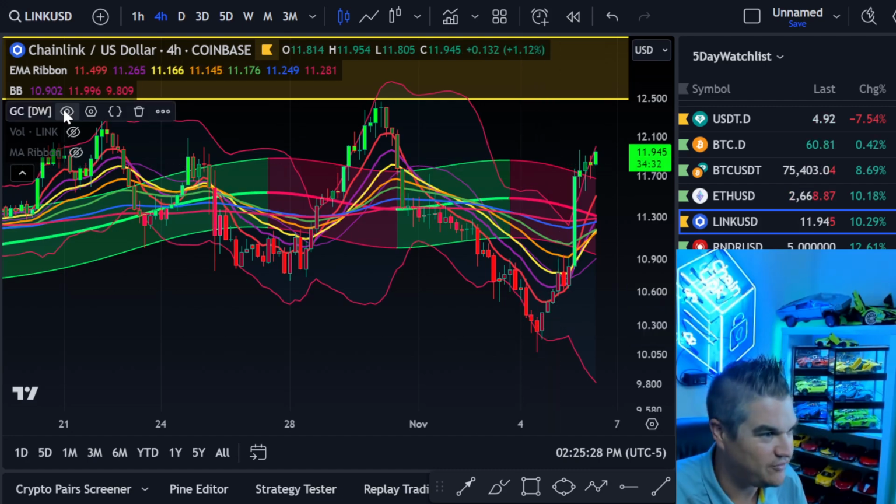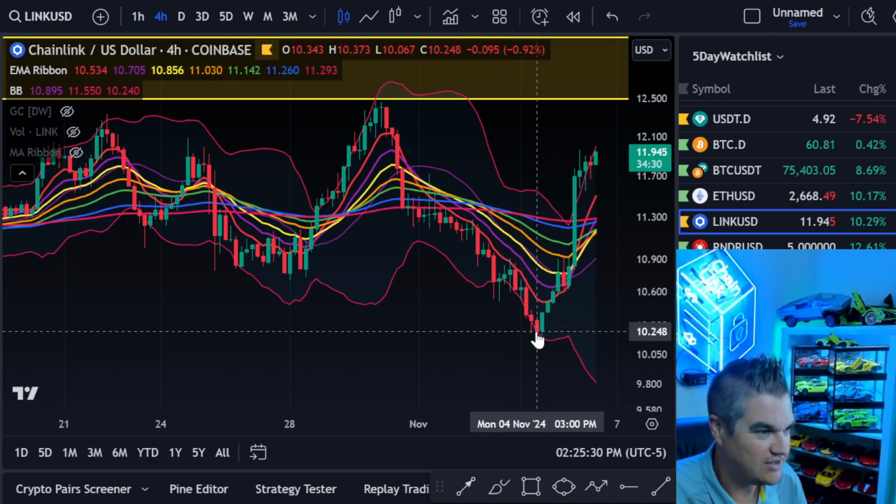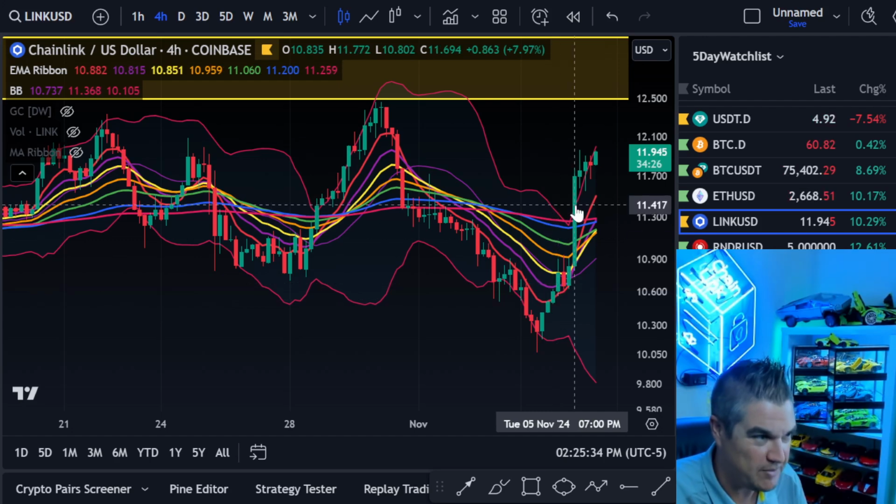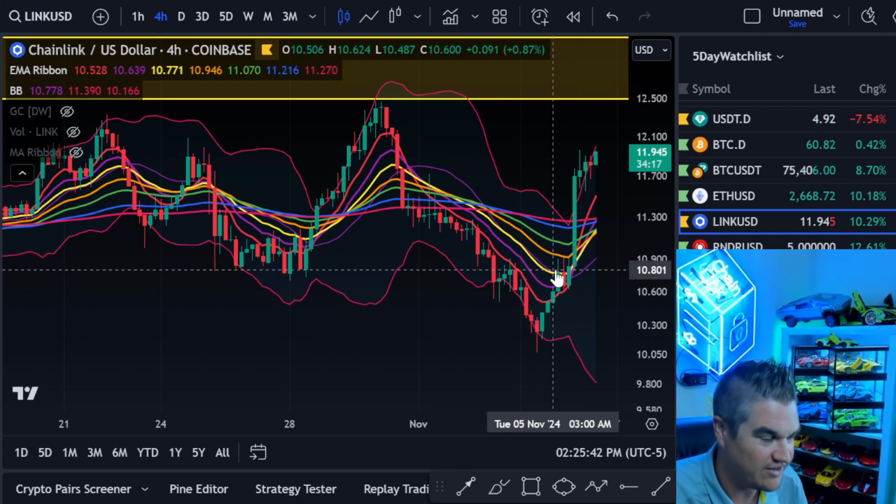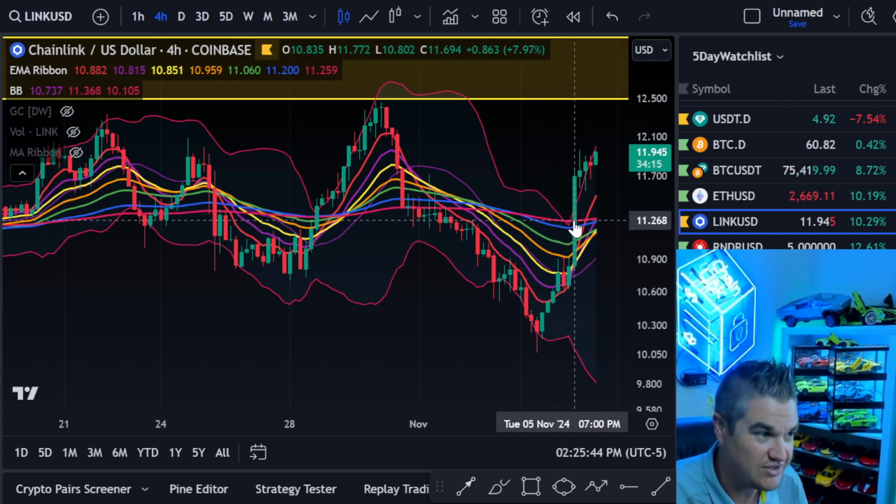Forget the Gaussian channel for now. Let's turn that off. This lower Bollinger Band and immediately going to the upper Bollinger Band is a very bullish move, and one of the most overlooked tools of the Bollinger Band is that move right there. The vice versa is also very accurate, right? When you go upper to lower very quickly.